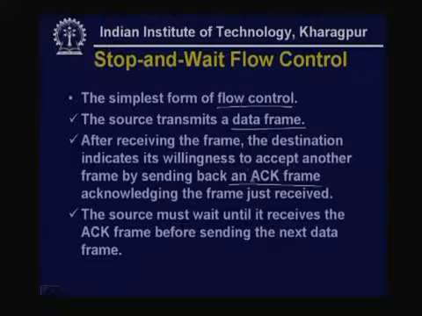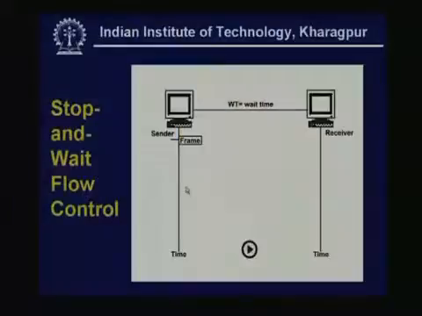So the receiver, after receiving that frame, will send an acknowledgement, indicating that a frame has been received already and it is ready for receiving another frame. The source must wait until it receives the acknowledgement frame before sending the next data frame. This is the basic idea behind the stop and wait flow control. Let us see how it really works with the help of this animation.